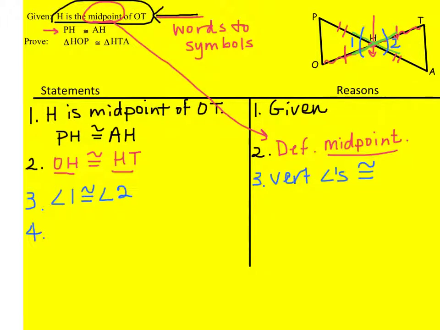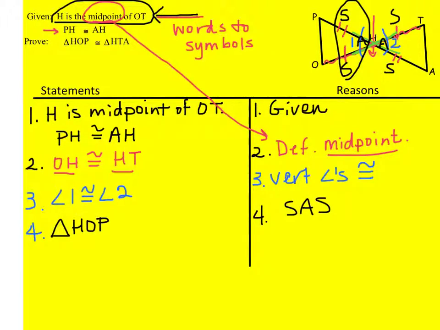So I'm supposed to ask myself, is it possible that my triangles are congruent? So I have a side to a side, another side to another side, and an angle to an angle. So I can see I have my triangles congruent by side, angle, side. So I write my final statement. Triangle HOP is congruent to triangle HTA by side, angle, side.